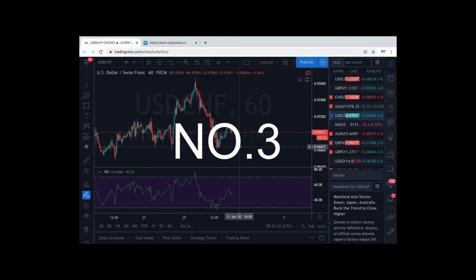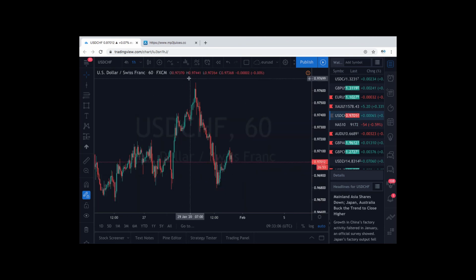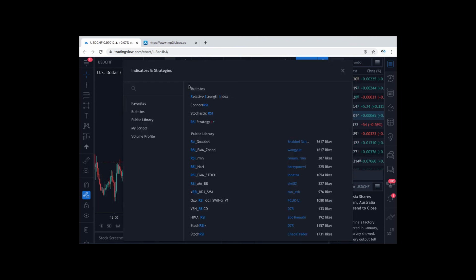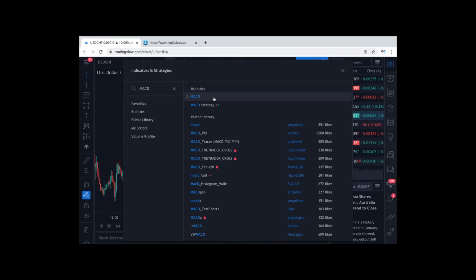Okay, so coming in at number 3, we have our MACD indicator. The MACD is quite similar to the RSI in the sense that it's an indicator that pops up in its own separate window from the chart window. So it's going to be at the bottom here as well. What we're going to do is remove this indicator, remove our RSI, and then go to the same place again to add our indicator. Now here we're just going to type in MACD, so it should pop up right here.